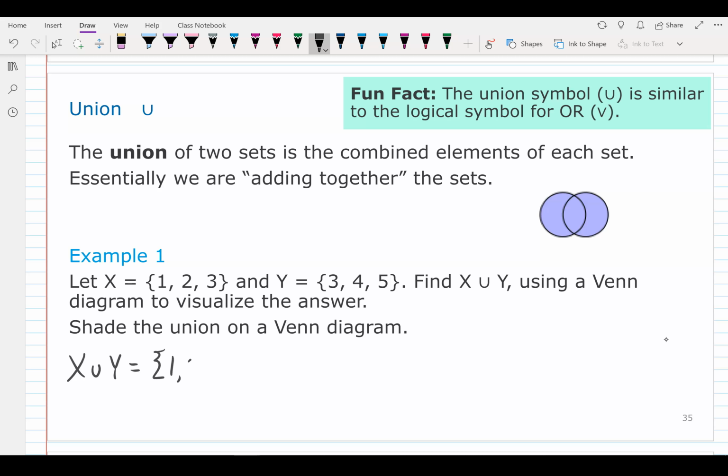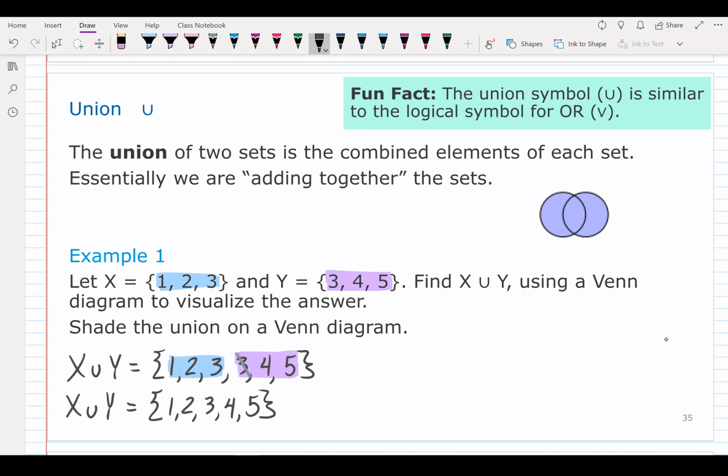So that would be the set 1, 2, 3, 3, 4, 5. If I literally took one set and added it to the other set, I'm putting them all into one big set. But that's really not necessary, is it? What's going on here? What's the problem? Well, I've repeated the number 3. So we can cancel that because repeated elements don't count. They don't change the set. And my final answer would be this.